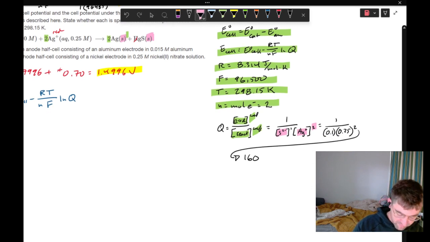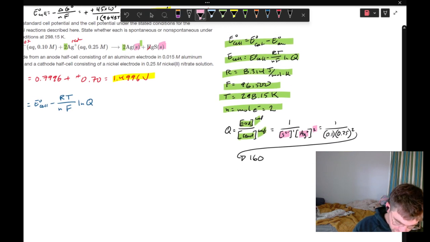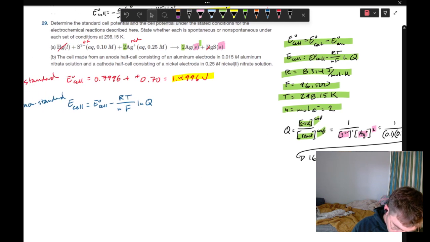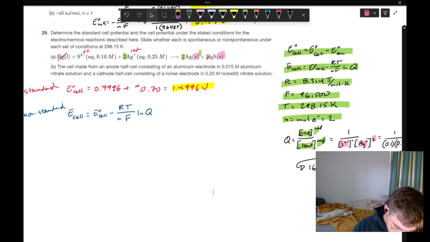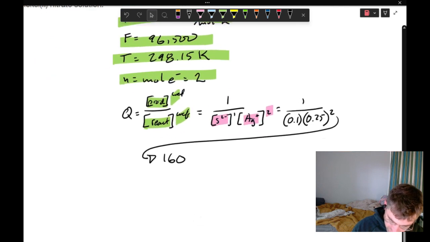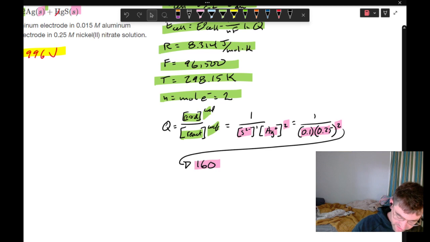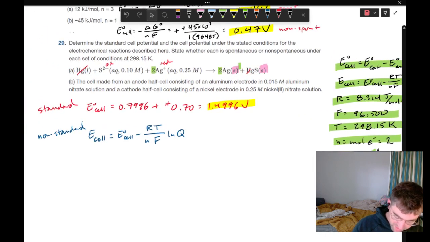So we have, from the problem, our concentrations were, I have to go back up to A here, 0.1 molar and 0.25 molar. Yep, got that. Raise the 0.25 to the second power, and that value is 160. So our Q value is 160.